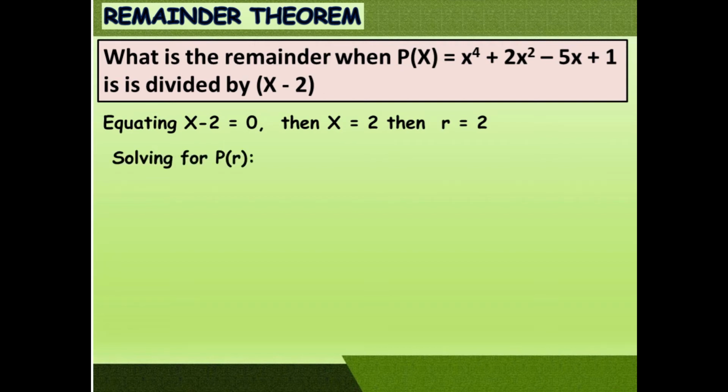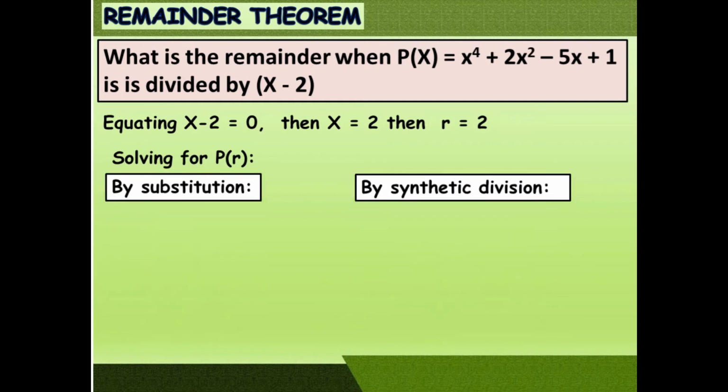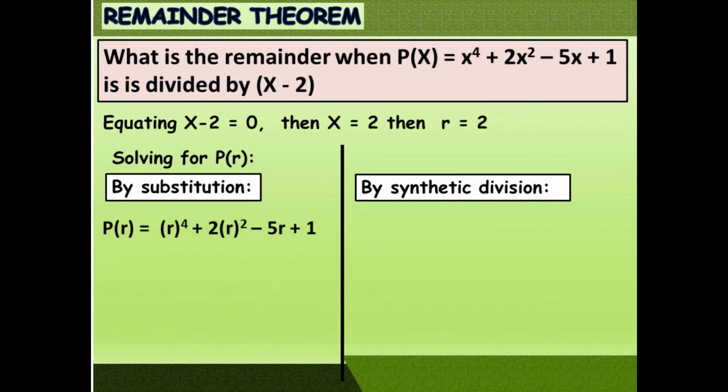So solving for P of r by substitution, we have P of r equals r to the 4th power plus the product of 2 times r squared plus the product of negative 5 times r plus 1. So substitute now the value of r equals 2, or x equals 2. We have now P of 2 equals 2 to the power of 4 plus the product of 2 times 2 squared plus the product of negative 5 times 2 plus 1.